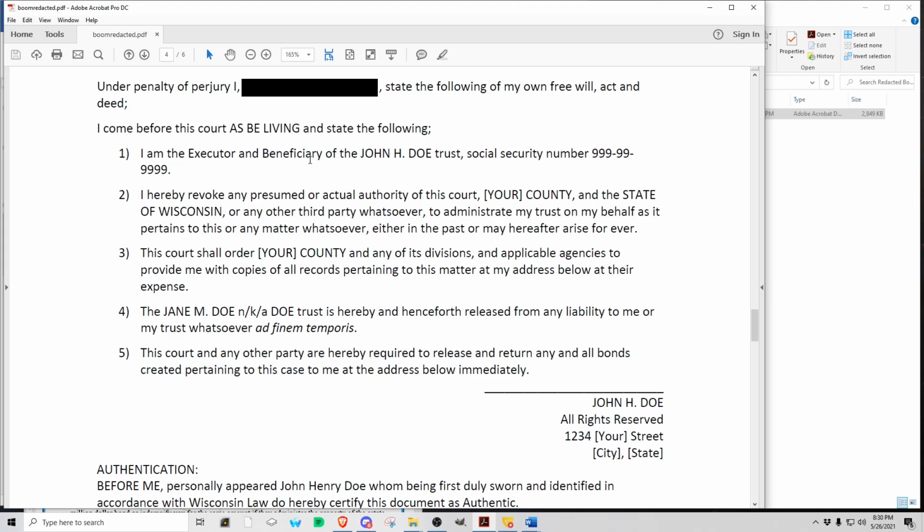And state the following. I'm the executor and beneficiary of the John Henry Doe Trust, Social Security number, blah, blah, blah. I hereby revoke any presumed or actual authority of this court and the state of Wisconsin and any other third party whatsoever to administrate my trust on my behalf as it pertains to this or any matter whatsoever, either in the past or may hereafter arise forever. This court shall order your county and any of its divisions and applicable agencies to provide me with copies of all records pertaining to this matter at my address below at their expense. Meaning, give me everything you have on this. It's not yours to administer.